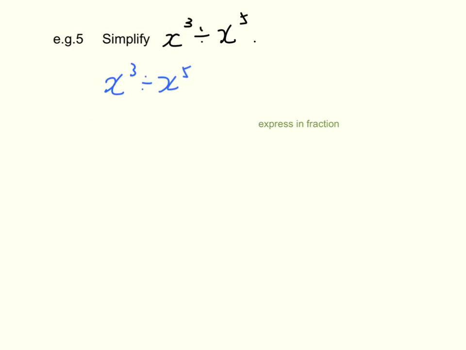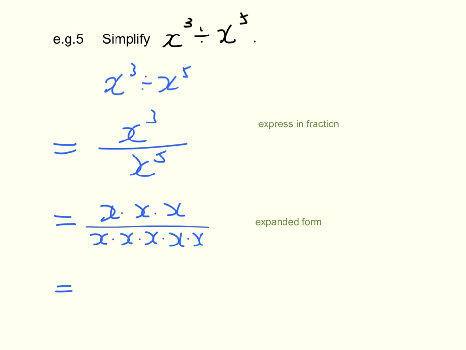Example 5. To simplify the expression again, you should write this in fraction first. And this time, the index in the numerator is smaller than the index in the denominator. Let's try to expand the form like this. Then you can see that there are more x's in the denominator than the numerator, so we can simplify it like this. Finally, there are 2 x's left in the denominator, so the answer is 1 over x squared.